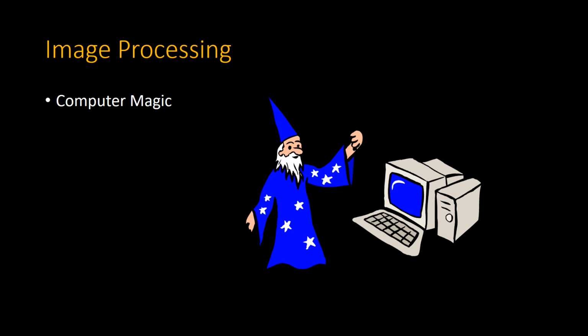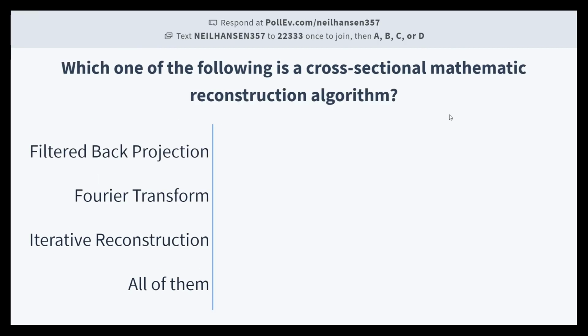All right, now going into image processing, it's mostly about computer magic. Which of the following is a cross-sectional mathematical reconstruction algorithm? Pause now if you need more time. The correct answer is all of them. So filter back projection, Fourier transform, iterative reconstruction, those all describe ways that images are made.